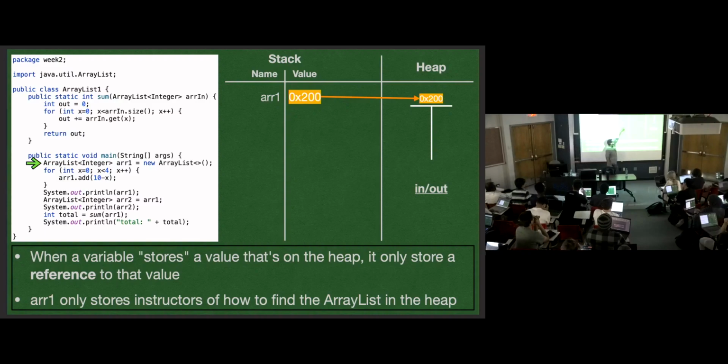So this reference, it's the location in memory where that array list lives on the heap. So effectively what R1 gets is a map. It's a map of memory that says, hey, here are the directions of where you can go to find an array list. And it'll be the array list that happens to be at memory address 0x200. It's the only thing that's stored in that variable.